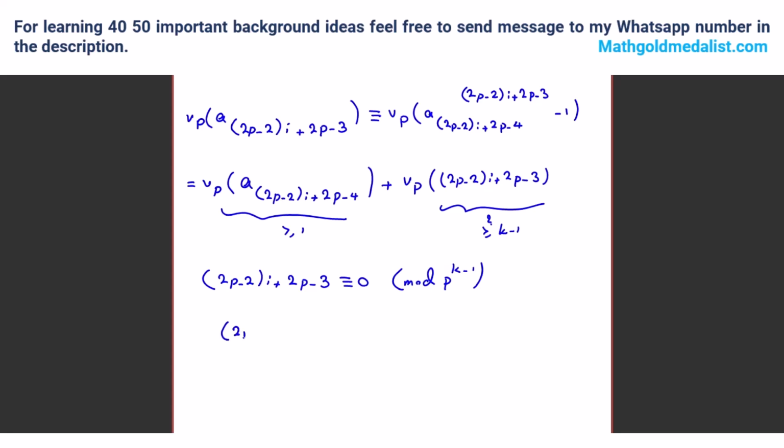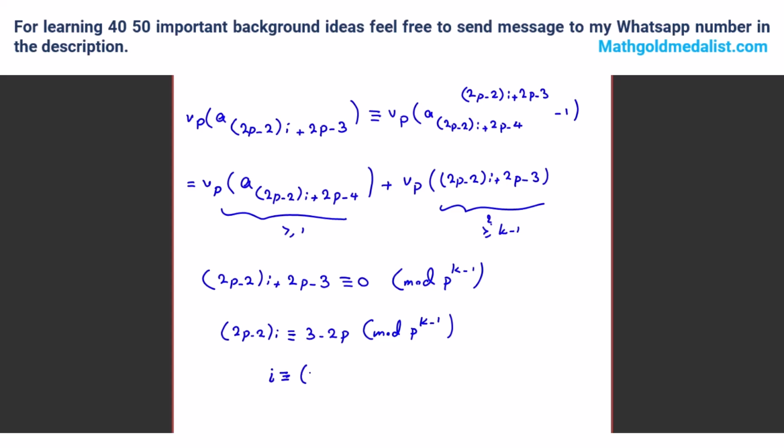So we can say 2p minus 2i should be congruent to 3 minus 2p mod p to the k minus 1, if you take this to the right hand side. And we should multiply by this inverse, because this and p are relatively prime, because p is odd and p and 2 are relatively prime. So p and p minus 1 are also relatively prime because it is 2 times p minus 1. Okay, so we can multiply by this inverse.